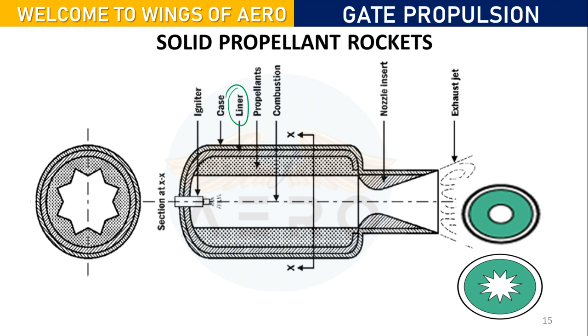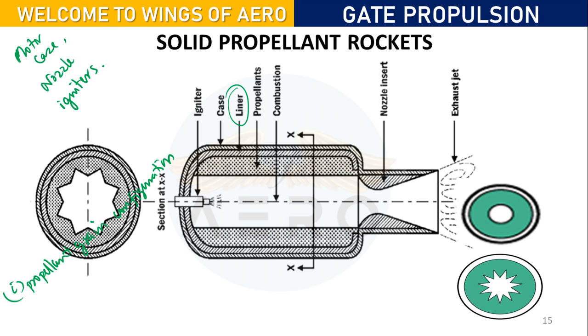Basically, we can say any solid rocket has basic components. One is the motor case, then we have the nozzle or exhaust gas, and the third one will be the igniter. The motor case will be designed based on various configurations. Please note down these points. The motor design will be based on the propellant grain configuration.